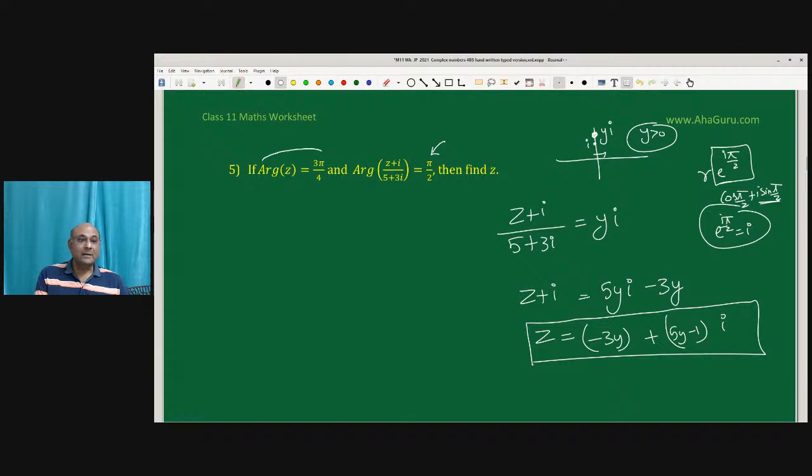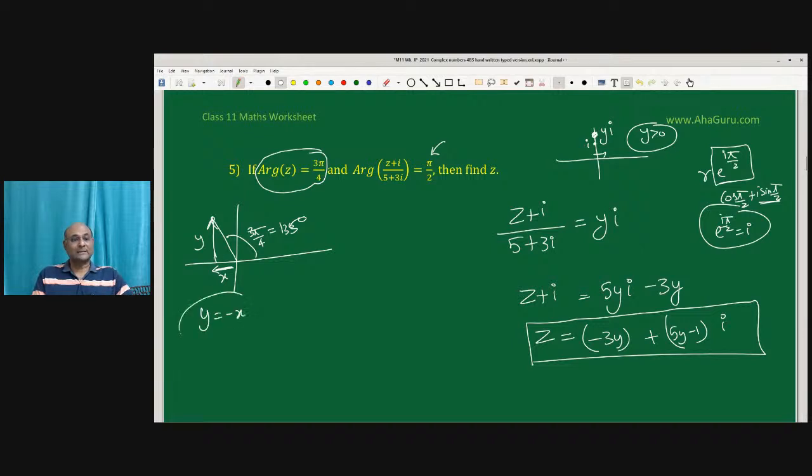But its argument is 3 pi by 4. What does that mean? z's argument is 3 pi by 4. z must look like that. 3 pi by 4, so 135 degrees. This must be the y value, this must be the x value. So x is negative, y is positive, and x and y are equal in magnitude, right? So y is minus of x, or x is minus of y. Good enough?